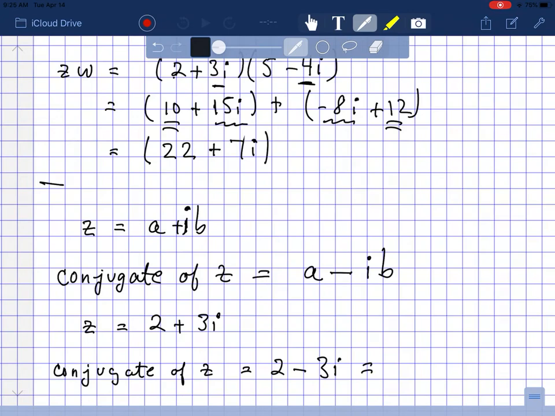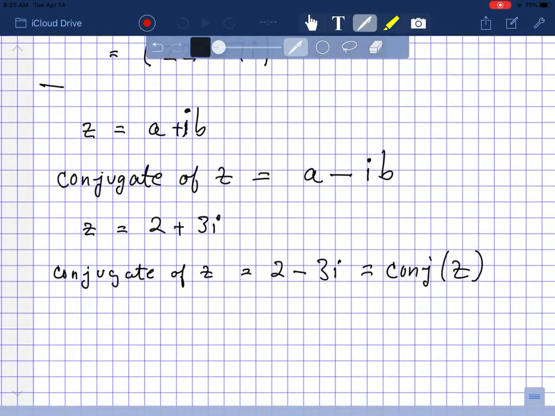And this is usually denoted by conj of z. So the conjugate of z is equal to 2 minus 3i in this case. If I have w is equal to minus 1 minus 5i, then the conjugate of w is equal to minus 1 plus 5i. So I just changed the sign here. Okay.